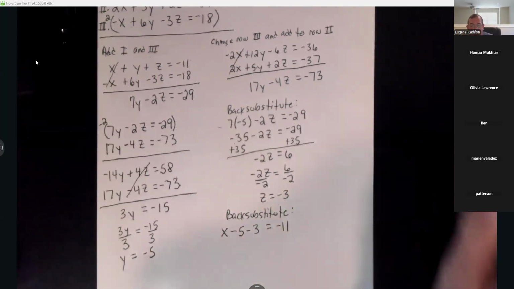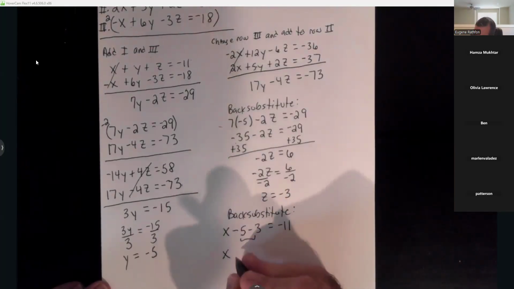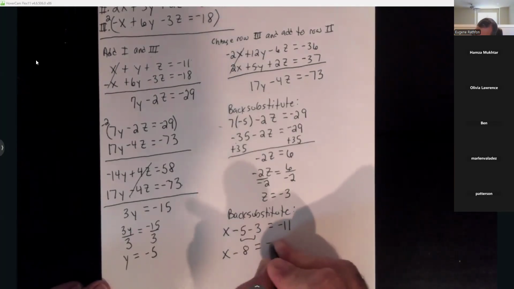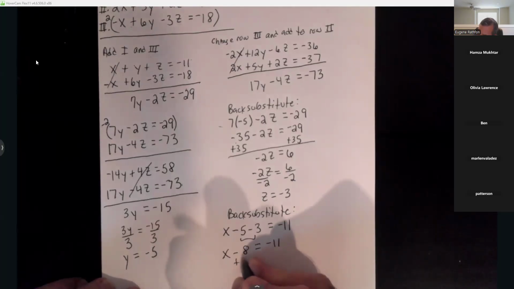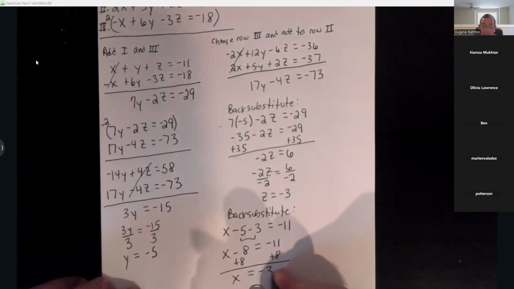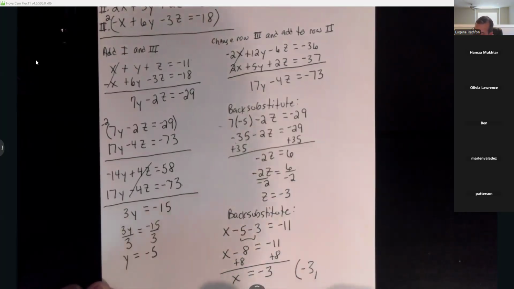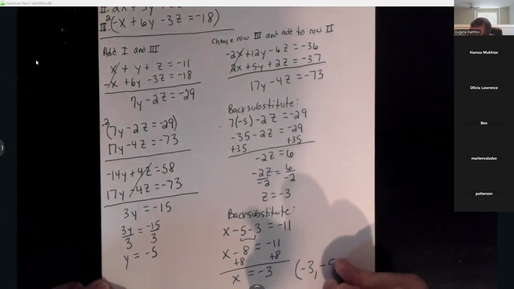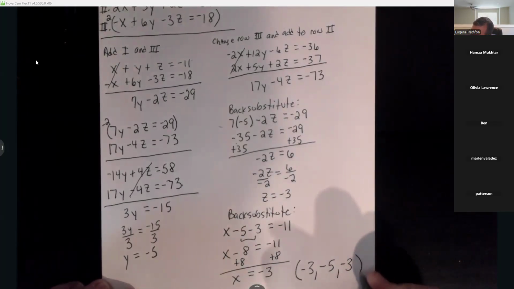All right, also watch this on this one. Add like terms first. So you get x, negative 5 and negative 3 is negative 8, equal to my negative 11. And y'all look here, final move, add 8. And again, x is a, what's that, a negative 3. So our answer on that one was negative 3 for the x. Where'd I go? My y was over here at negative 5. And then my z was a negative 3.